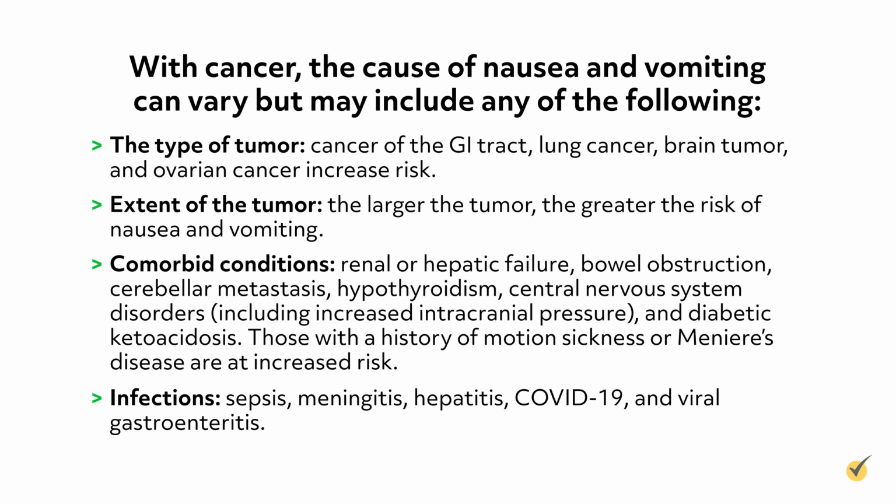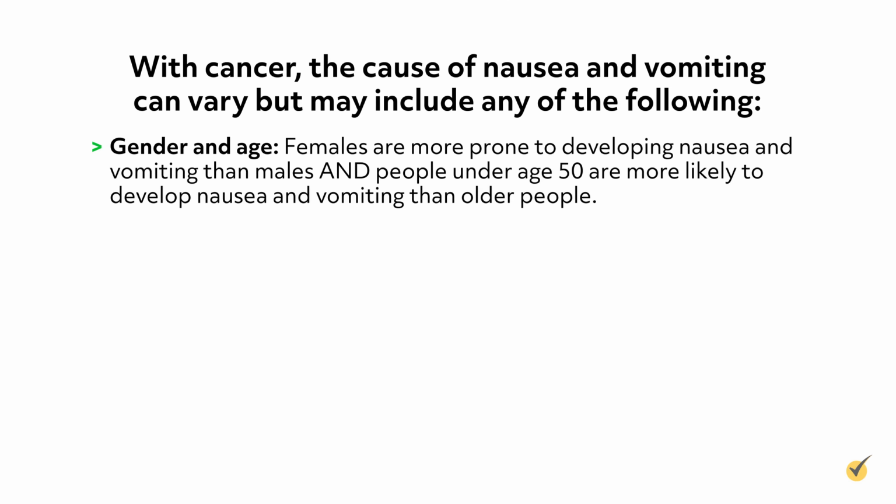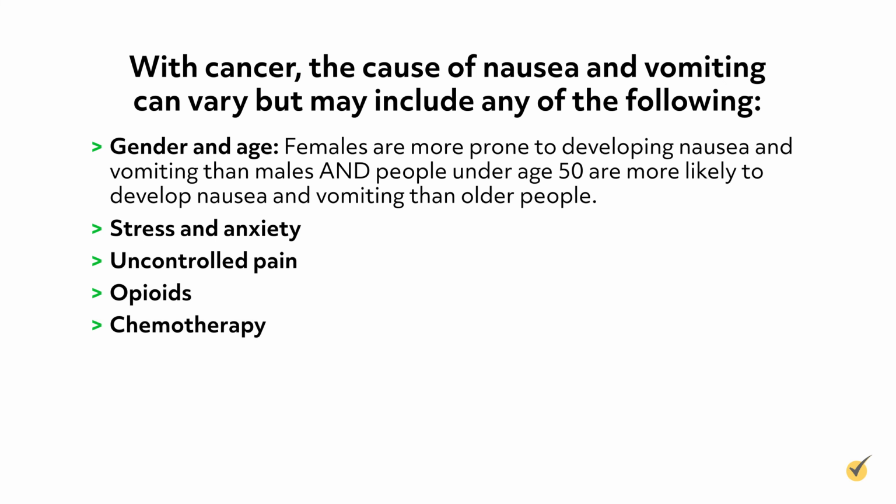Infections such as sepsis, meningitis, hepatitis, COVID-19, and viral gastroenteritis. Gender and age. Females are more prone to developing nausea and vomiting than males, and people under age 50 are more likely to develop nausea and vomiting than older people. Stress and anxiety, uncontrolled pain, opioids, chemotherapy, and radiation therapy.